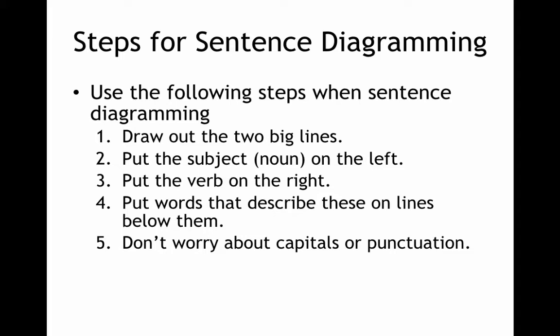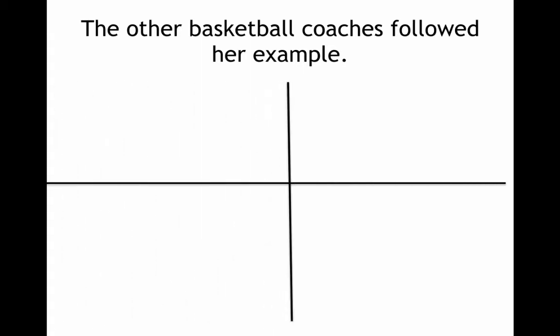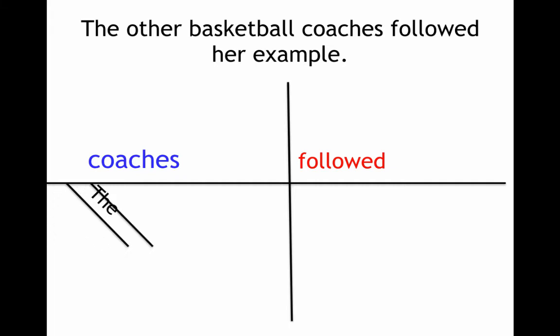Now, as you guys know, when you're diagramming, though, you can have some variations or some differences to these steps. So step 1, I draw out my lines. Step 2, find the subject, coaches, and find the predicate, which is followed. Then, I have a couple of adjectives that describe coaches. So the, basketball, and other. Put those down there.